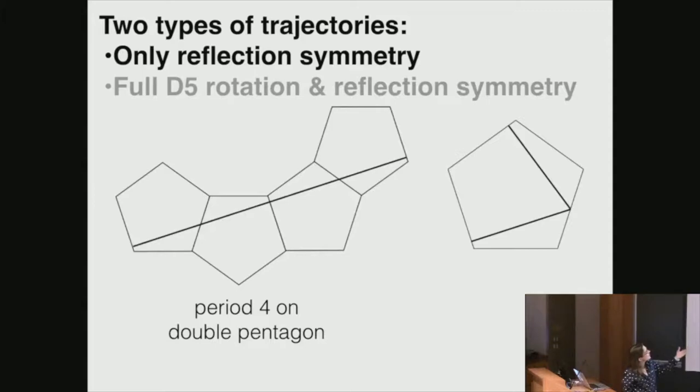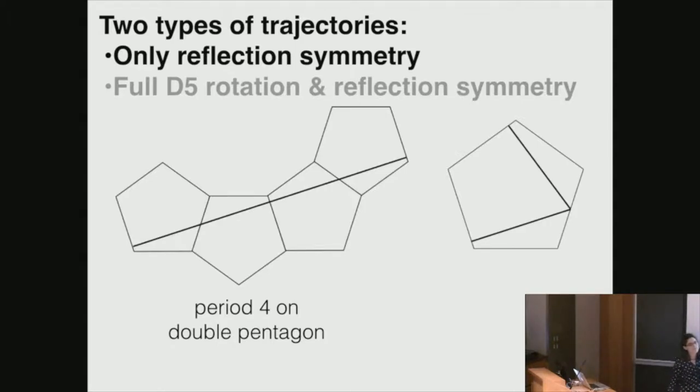So here's how you end up with only reflection symmetry. This is a periodic path on the double pentagon. I've drawn a different copy of the pentagon for each time that it goes across, but you can see it's periodic because it gets to this edge just about this distance from the edge, which is the same as this edge, this distance from the edge, so it's going to repeat.